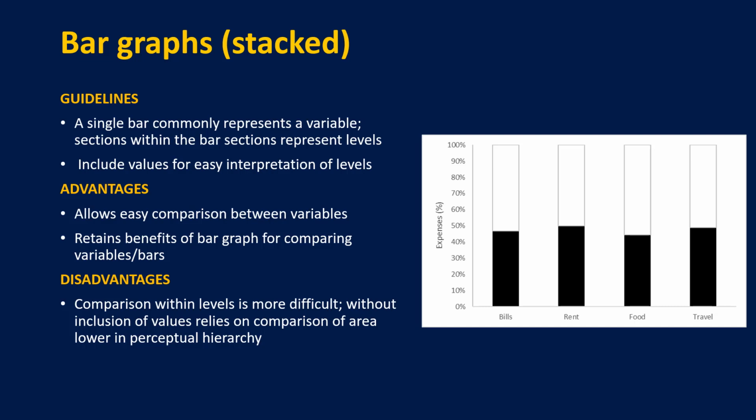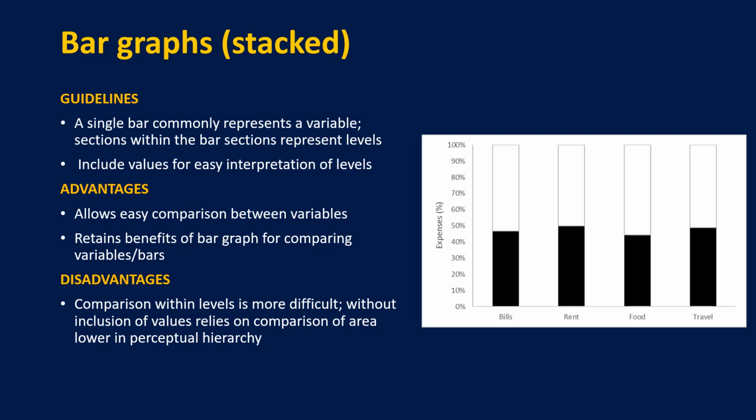So it means, for the reader, it's quite simple. If they know that January was black and February was white, it's quite easy to see that, for example, in terms of food, more money was spent on food in February than it was in January, because you can see that area is bigger. It allows you to take the benefits of the bar graph that we've already referred to, but makes the comparison slightly easier. The disadvantage is it's much harder to make comparisons within a level, okay?